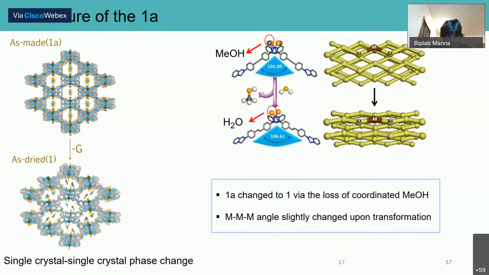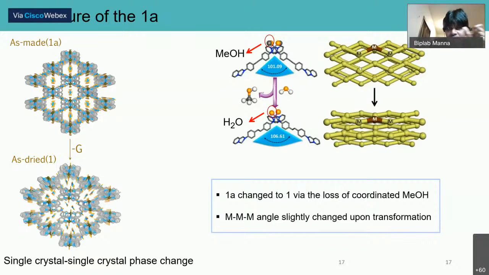Having said that, a single crystal to single crystal phase change is not an easy process, because during guest loss the crystal may develop cracks inside or on the surface. Such a cracked crystal cannot be diffracted in XRD. So we manually chose one crystal which did not have so many cracks. That's why it is so tricky to get the structure after guest loss, the air-dried phase.